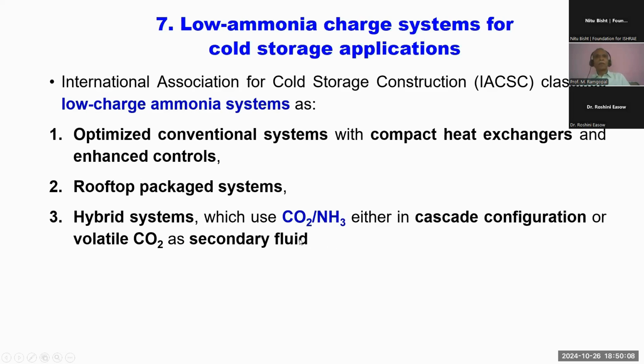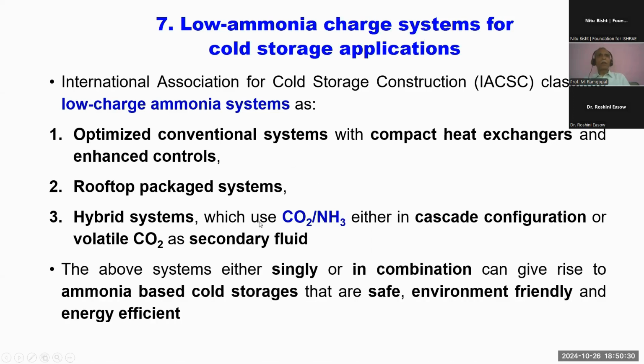So by using these systems, I can reduce the amount of ammonia, and I can keep ammonia away from the storage space. Or the other type of hybrid is to use carbon dioxide as a secondary fluid, what I have described so far. So these are the three popular ways by which you can reduce ammonia, and you can develop the so-called low charge ammonia systems. You can also think of a combination of all these things.